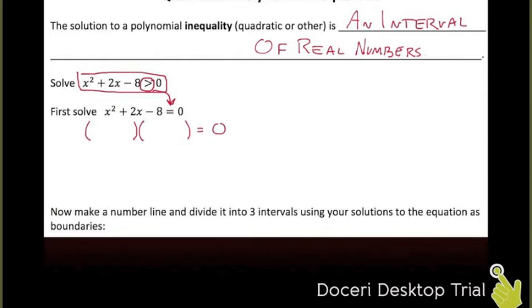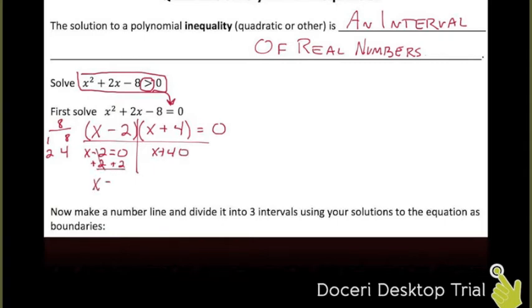So we need factors of 8. Well, that's 1 and 8, 2 and 4, and we need a set that can get us to 2. So we're going to have x's in the front. 2 and 4 will multiply to give us 8. A positive 4 and a negative 2 will give us that positive 2 in the middle. And we want to t-bar it, so we have x minus 2 equals 0, and x plus 4 equals 0. If you finish solving those, you'll end up with x equals 2 and x equals negative 4.